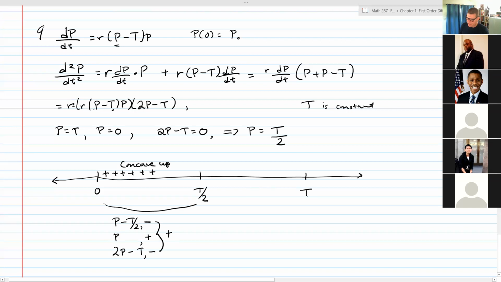Then I'm going to go t over 2 to t. So p minus t, it's not p minus t over 2. P minus t is still going to end up being negative. P is going to be positive because p is strictly positive in this case, greater than 0. And 2p minus t is also going to be positive. So the whole thing is going to be negative times positive. So it'll be negative. So concave down.